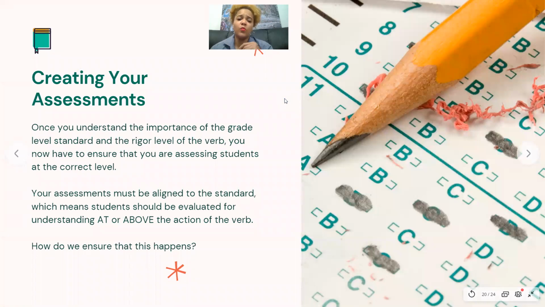The other place where it really impacts what we do in the classroom is creating our assessments. And yes, I am going to have a whole separate presentation on just assessments and standards-based assessments. But right now, just understanding that once you understand the importance of the grade level standard and the rigor level of the verb, you now have to ensure that you're assessing students at that level.